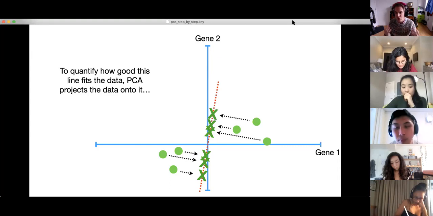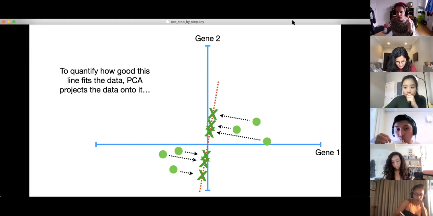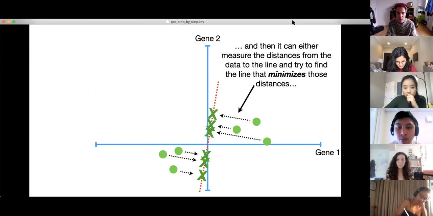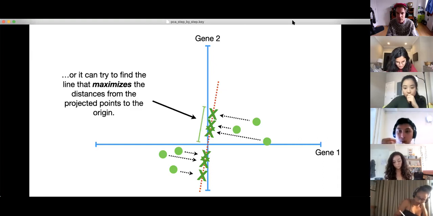So if you're familiar with regression analysis, you may or may not be, but if you are, regression uses a vertical projection where we go vertically up. But with linear regression, we go perpendicular to that line that we're trying to project onto. And then it can either measure the distances from the data to the line and try to find the line that minimizes these distances, or it can try to find the line that maximizes the distances from the projected points to the origin.